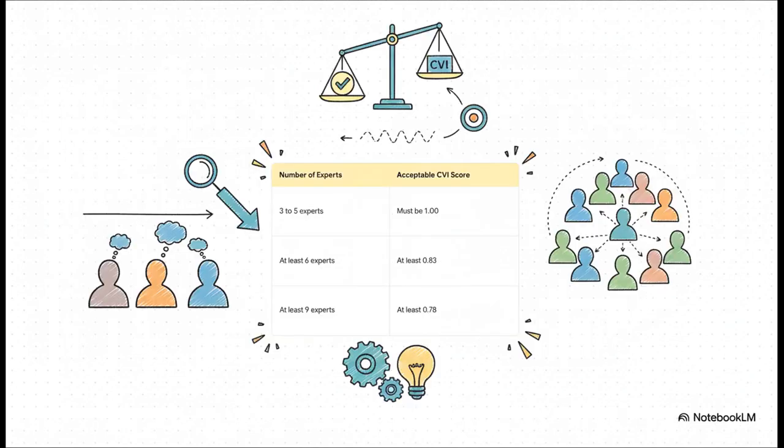So a big question is, how many experts do you really need? Check out the relationship here. The fewer experts you have, the higher the bar is for agreement. If you have 5 or fewer, you literally need perfect, 100% consensus. That's tough. And it's exactly why the source recommends a sweet spot of about 6 to 10 experts. It gives you a really robust check without demanding absolute perfection.